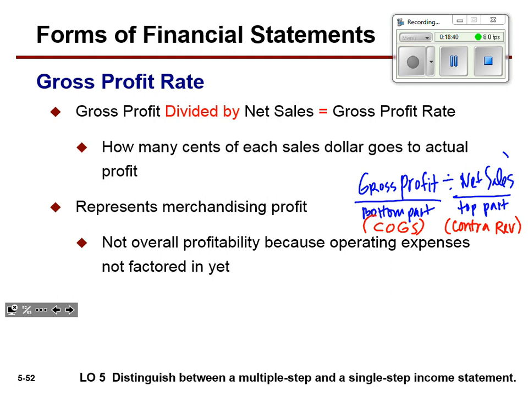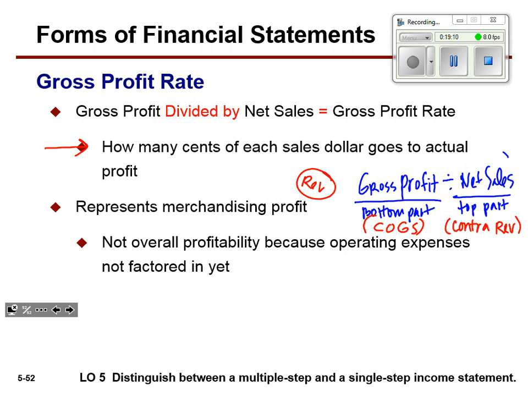You're basically taking the revenue section of your income statement. So you're taking COGS divided by the top part, or the contra revenues. What is it measuring? How many cents of each dollar actually goes into profit?